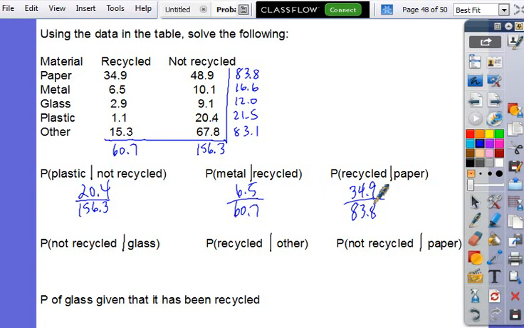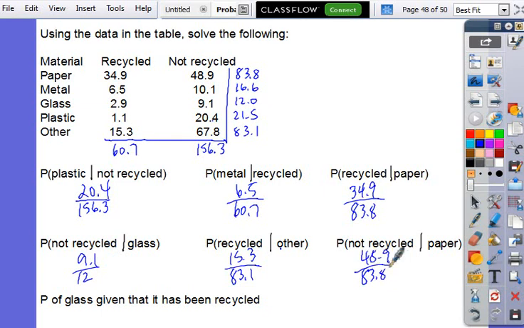Probability not recycled given that it's glass. So I'd say 12. Of that, 9.1, the not recycled part. Probability recycled given that it's other. So I start with the other, which is 83.1. Of that, how much is recycled? 15.3. Not recycled given that it's paper. So I go back to paper, which is 83.8. Of that, not recycled is 48.9.